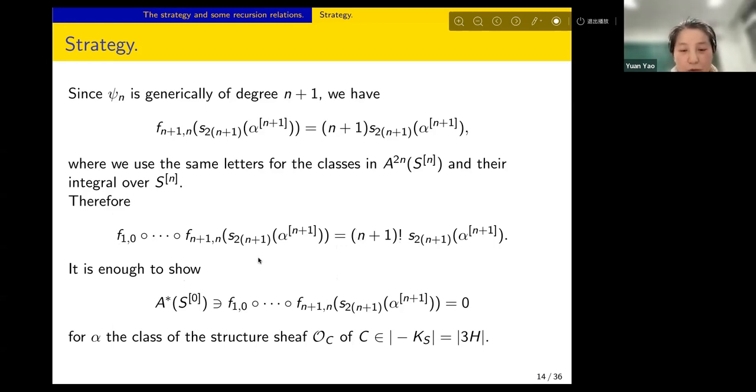So our theorem is to show this equal to 0. So it's enough to show it's 0 after timing this times this n plus 1 factorial, right? So it's enough to show you do all this map together, and finally you get something in the Chow ring of S0. This class is 0. So for the class of structure sheaf, so for our choosing.